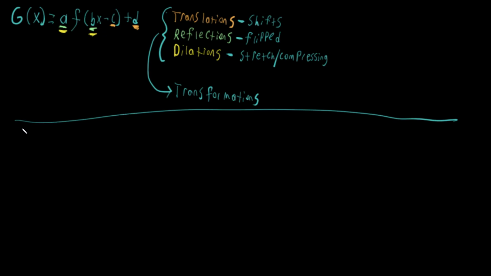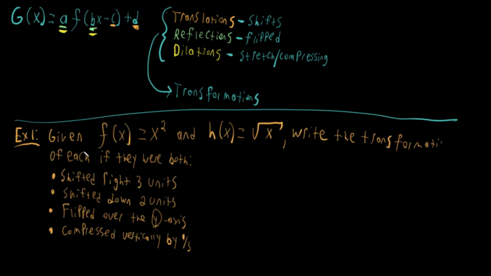So let's look at this example. The example here says, given f of x equals x squared and h of x equals the square root of x, write the transformation of each function, so both f of x and h of x, if they were both shifted right 3 units, down 2 units, flipped over the y-axis, and compressed vertically by 1/3. So we can actually do all of that in this space right here. So let's talk about f of x first.